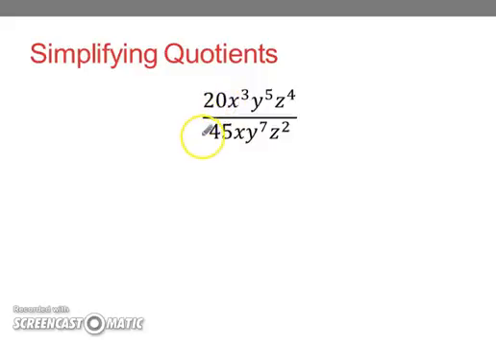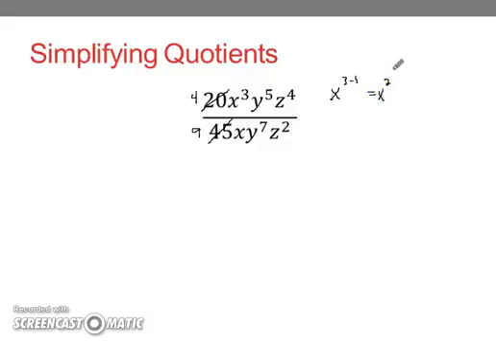So the 20 over 45, both of them share a 5. If I take a 5 out of the 20, I'd be left with a 4. And if I take a 5 out of 45, I would be left with a 9. So that fraction would reduce to 4/9. And then the variables are the same, since the base is the same, you subtract the exponent value. So you would have x to the 3 minus 1, so that would equal x squared.